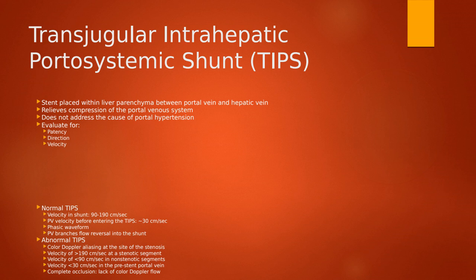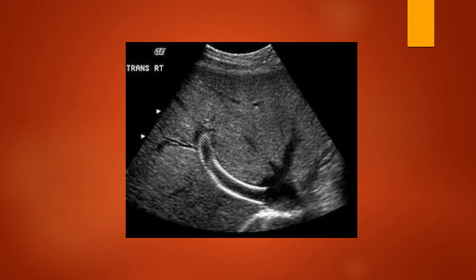A velocity of less than 30 centimeters per second in the portal vein prior to the stent is also going to be considered abnormal. And if there's a complete occlusion, we are not going to see any color in that shunt. So not something that we're doing very often, but you just have to know that it's a means to an end for portal hypertension where we're basically artificially connecting the portal and the hepatic systems to each other in a more direct way to help alleviate some of that pressure in those distal vessels of the liver.